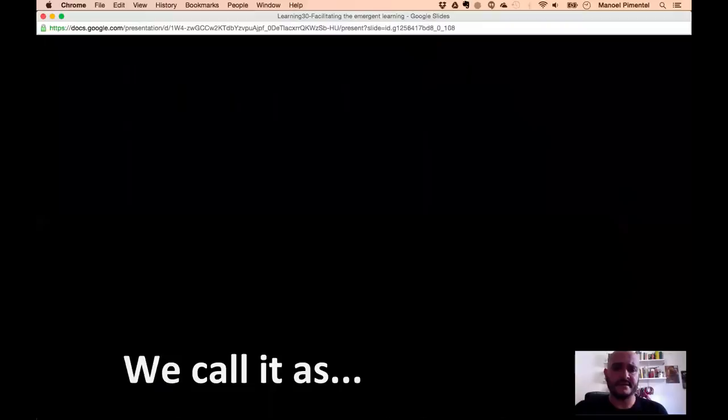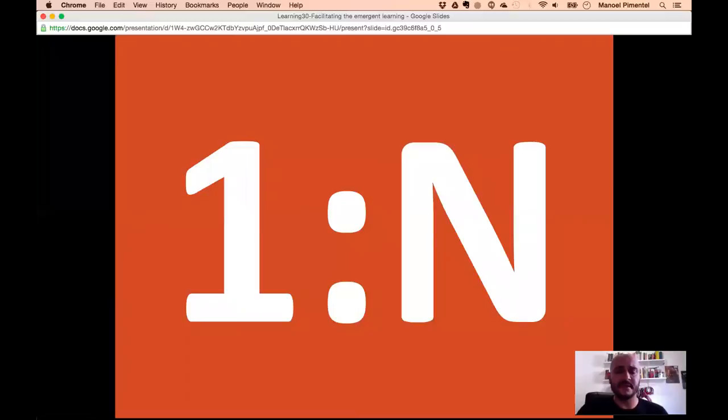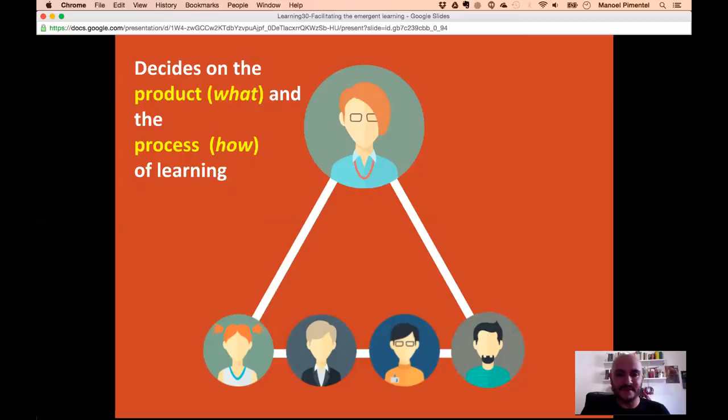We can call it Learning 1.0. In Learning 1.0, we are a kind of knowledge receiver. In this case, as knowledge receivers, we depend on some experts or some institution to decide what and how I need to learn something. Note that in this model, we have relationships based on a kind of one-to-many model. Why one-to-many? Because we have one teacher designed for many students, right? In this case, the teacher decides what and how the student must learn something.